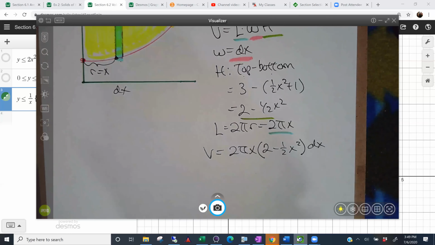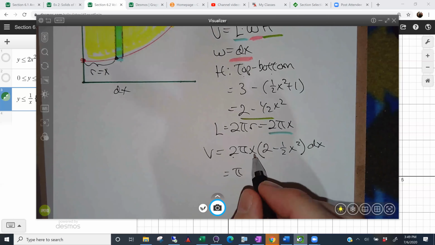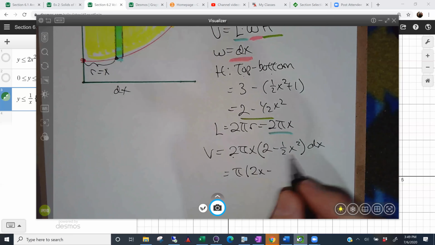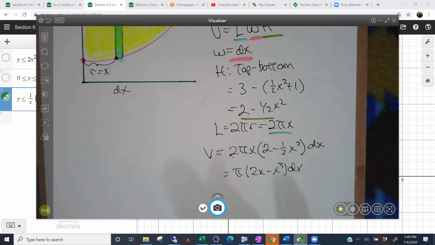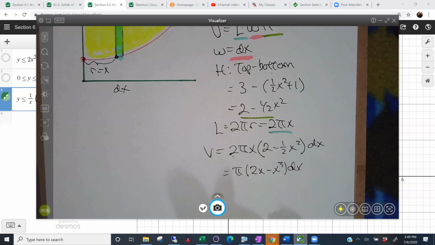So just for giggles, I'm going to distribute the 2 in here because I noticed that I'll get rid of that fraction there. I'll write it as pi. Let's also distribute the x times 2x minus x cubed dx. So I just distributed the 2 and the x into here, just to have a little cleaner expression.